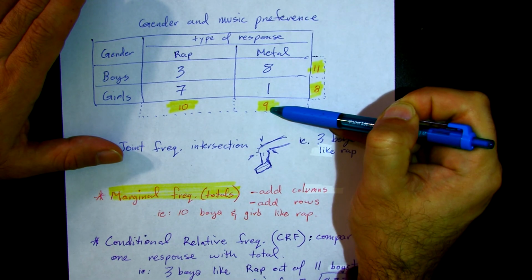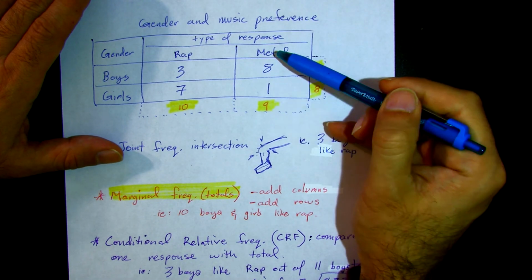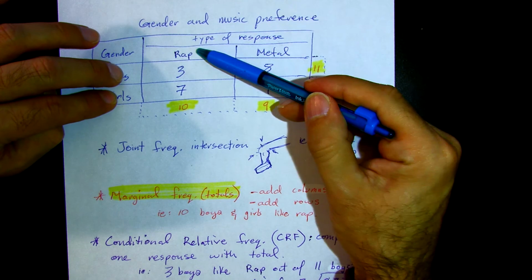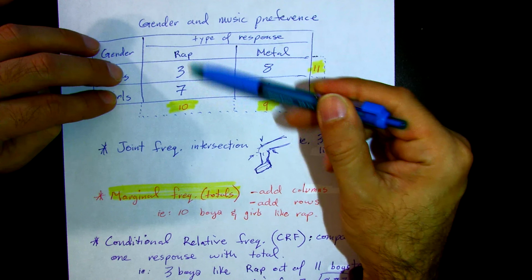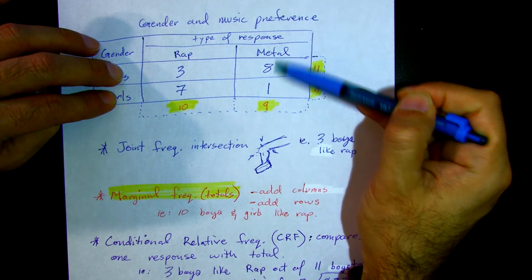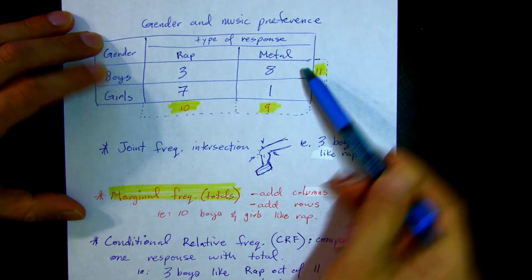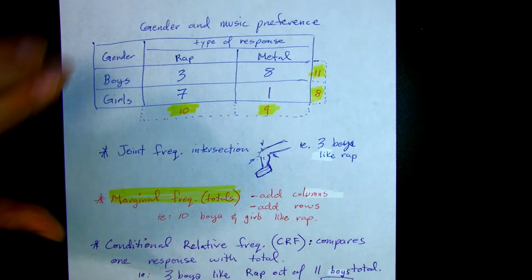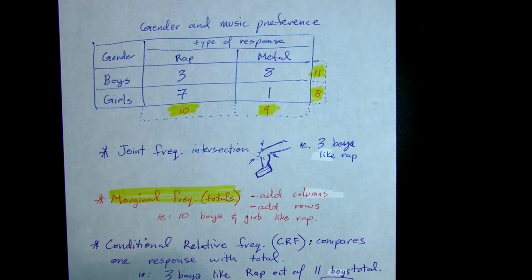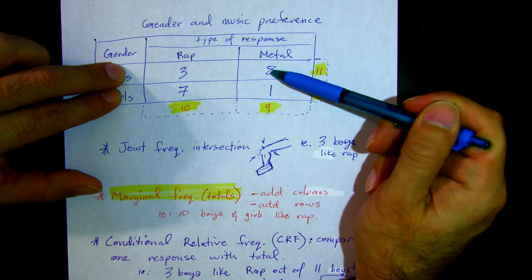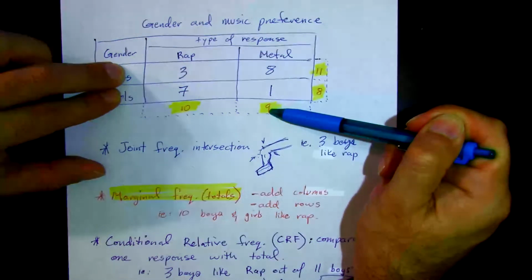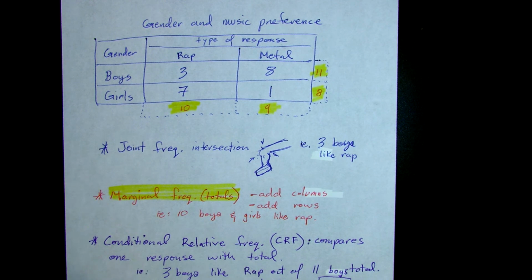Okay. Now, somebody put 19. That would be boys and girls who either like rap or like metal. That's 10 like rap, 9 like metal, so that would be 19 like rap or metal. But that's not the same thing as boys and girls who like metal. I'm just looking at this column. Since boys and girls is 8 and 1, I know that there's 9 for that marginal frequency.